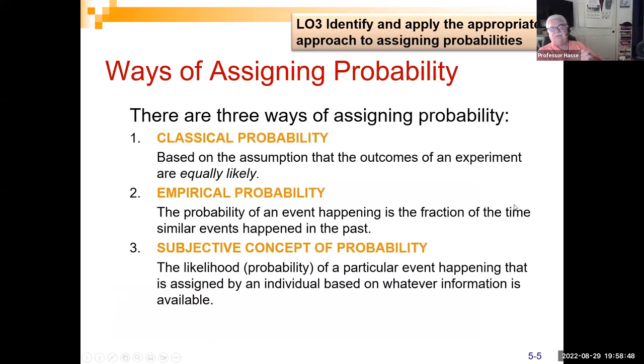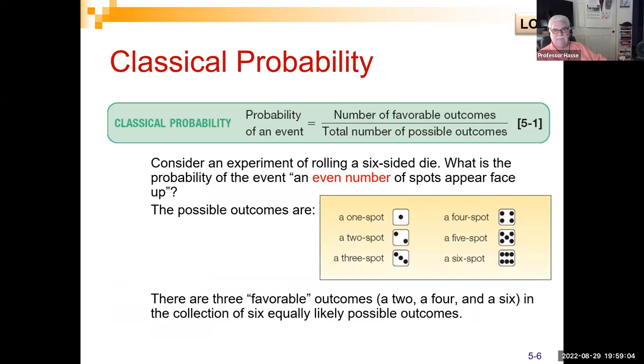There are three different ways of assigning probability: classical, empirical, subjective. All right. We're going to be concentrating mainly on the classical ways of assigning or determining probability. For example, here's an example of classic probability. A lot of you guys have been to Vegas. Ever play the game of craps? You determine and you gamble on what number or what roll of the dice is going to show. A 1, a 2, a 3, a 4, a 5, or a 6.